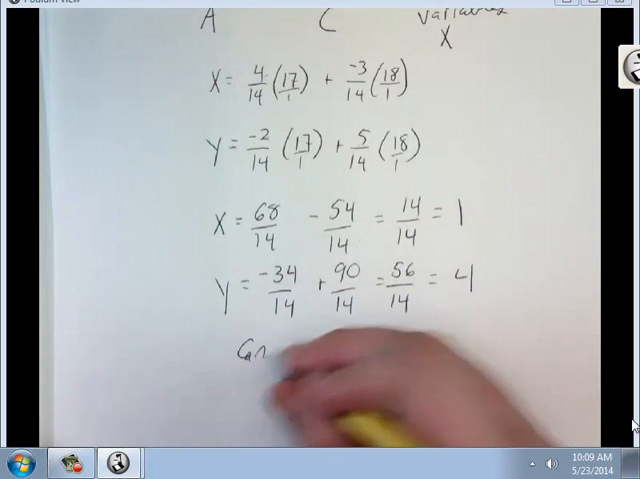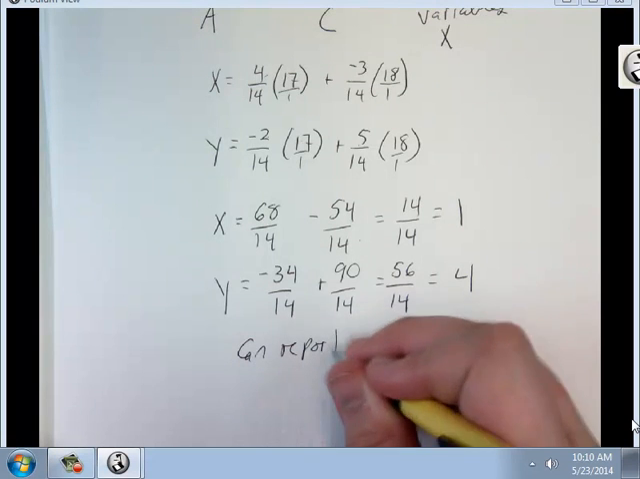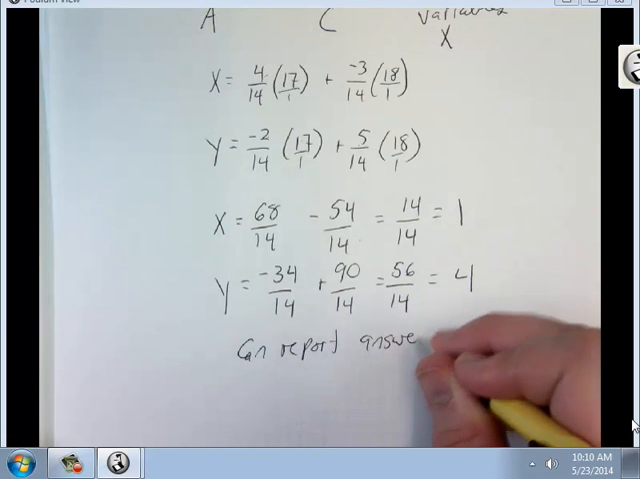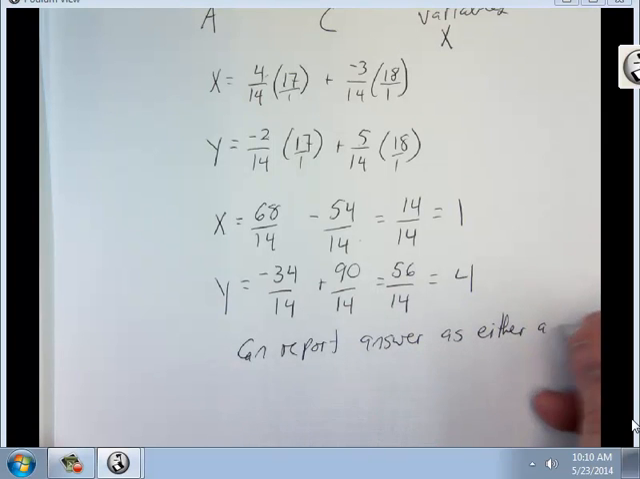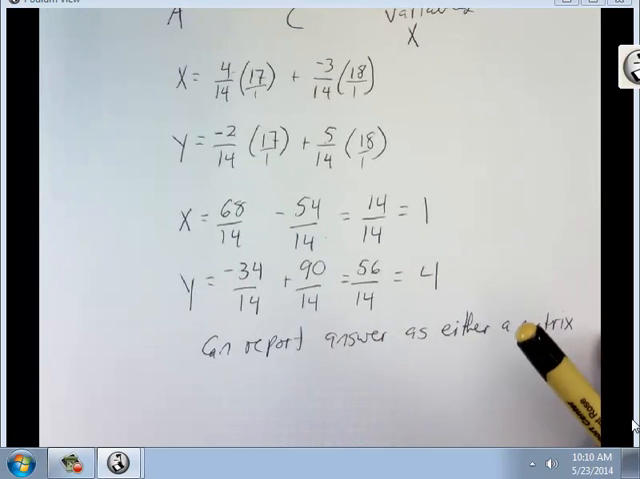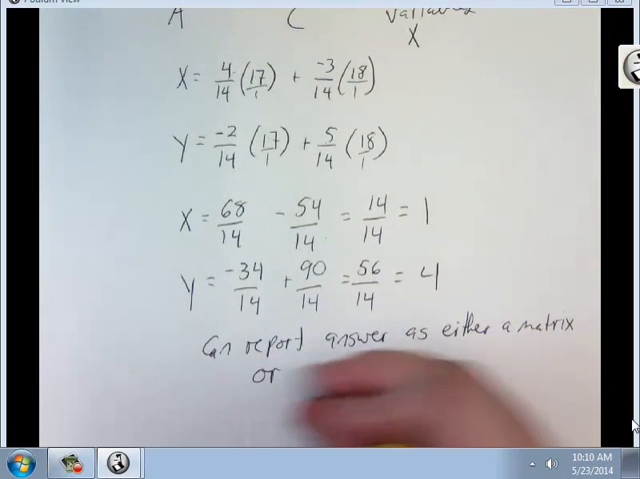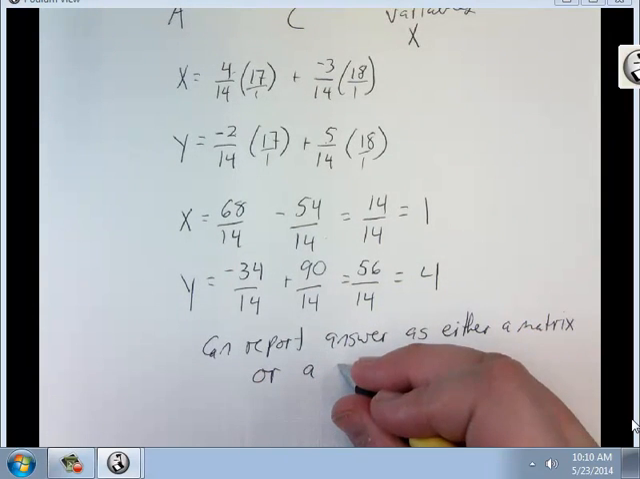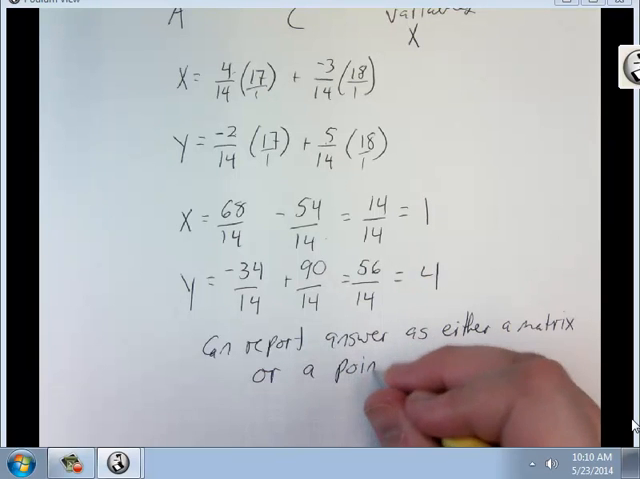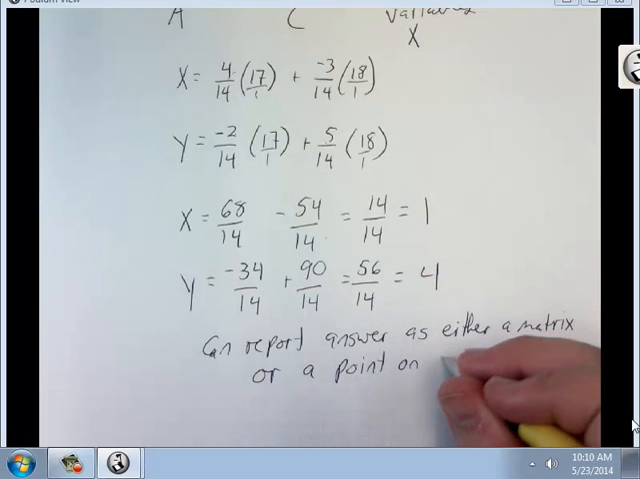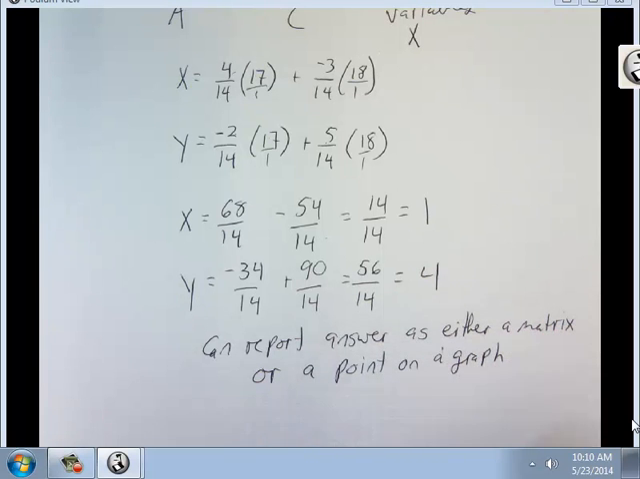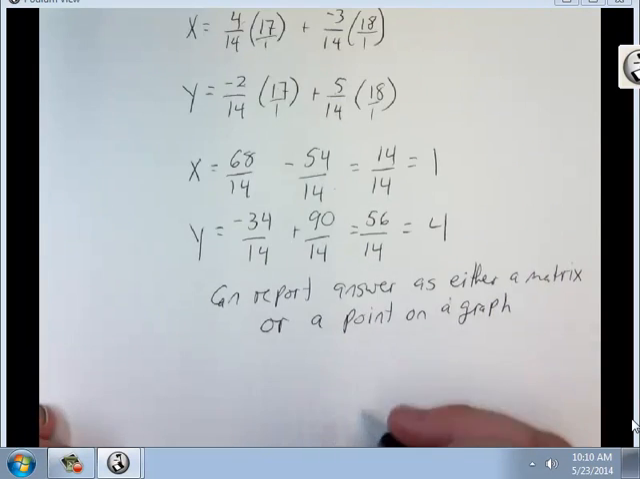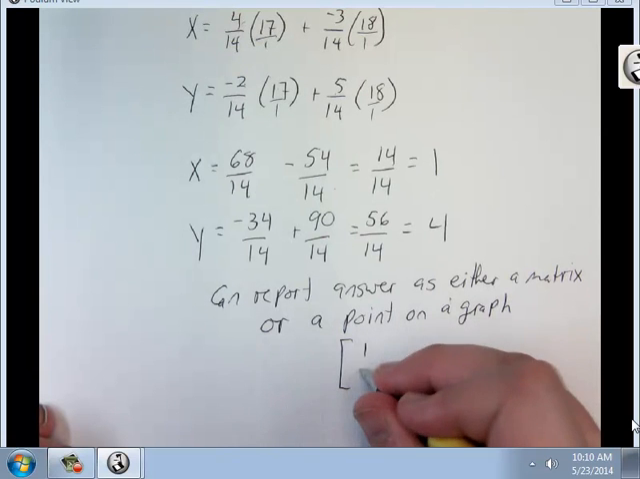You can report the answer as either a matrix or a point on a graph. So you can either give me 1, 4 or 1, 4.